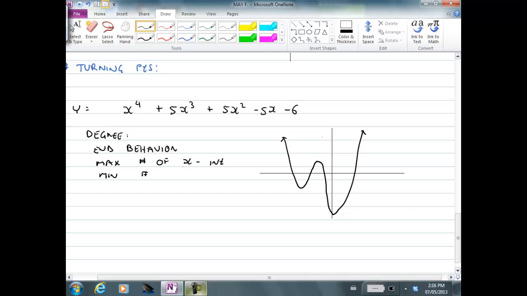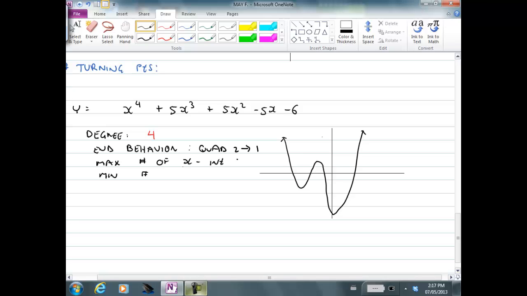Avnash, what's your degree going to be? 4 is correct. Angelica, what's your end behavior going to be? Quadrant, sorry? 4? 4 is not correct. I'm starting from this quadrant right here. Quad 2, 2, 1 is correct. You always read it from left to right, remember. Quad 2 to 1.